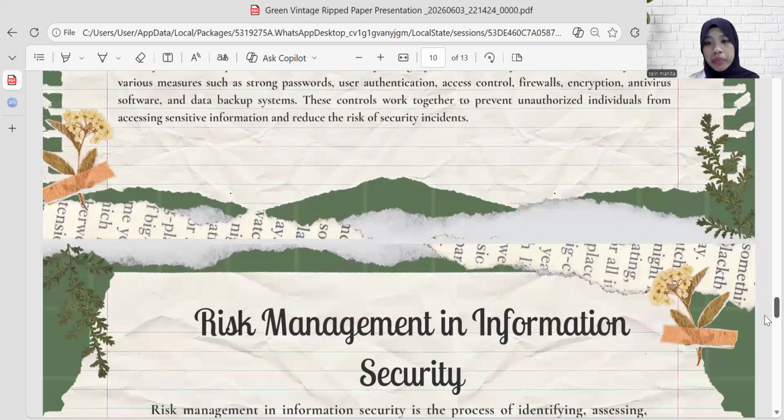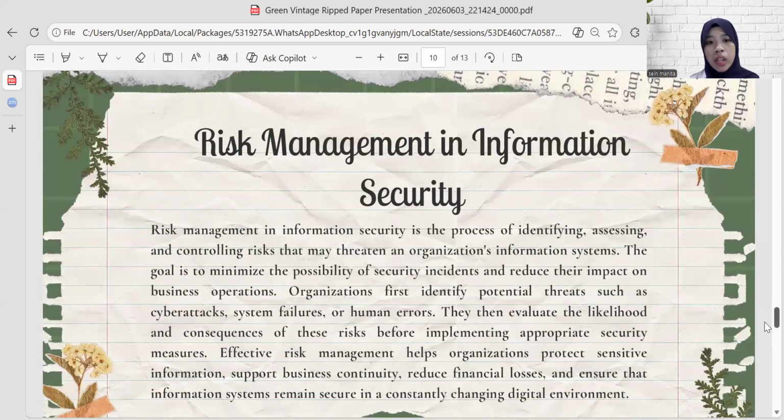Next, we talk about risk management in information system security. Risk management in information security is the process of identifying, assessing, and controlling risks that may threaten the organization's information system. The goal is to minimize the possibility of security incidents and reduce the impact on business operations. Organizations first identify potential risks such as cyber attacks, system failure, or human error. They then evaluate the likelihood and consequences of these risks before implementing appropriate security methods. Effective risk management helps the organization protect sensitive information, support business continuity, reduce financial risks, and ensure that the information system remains secure in the constantly changing digital environment. So that's about risk management in information security.